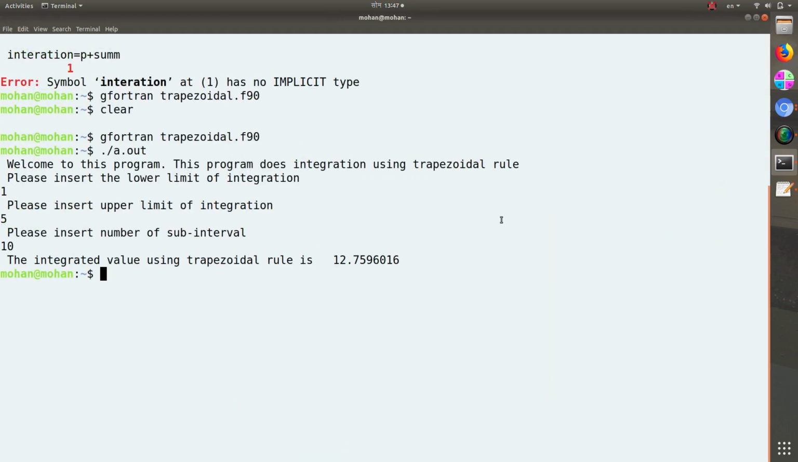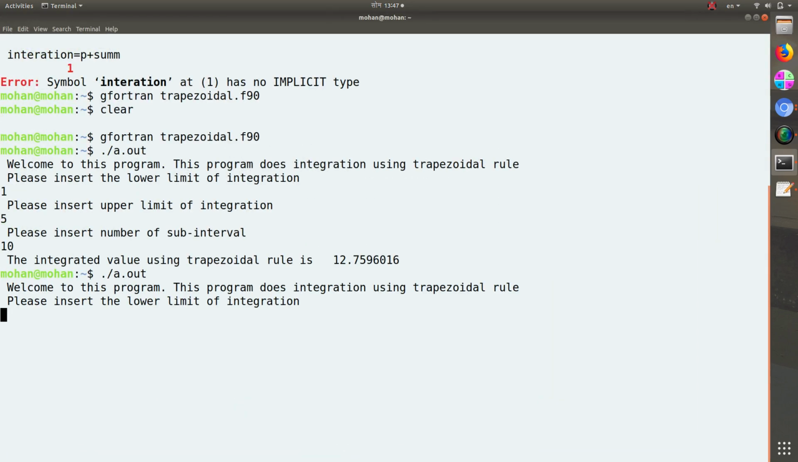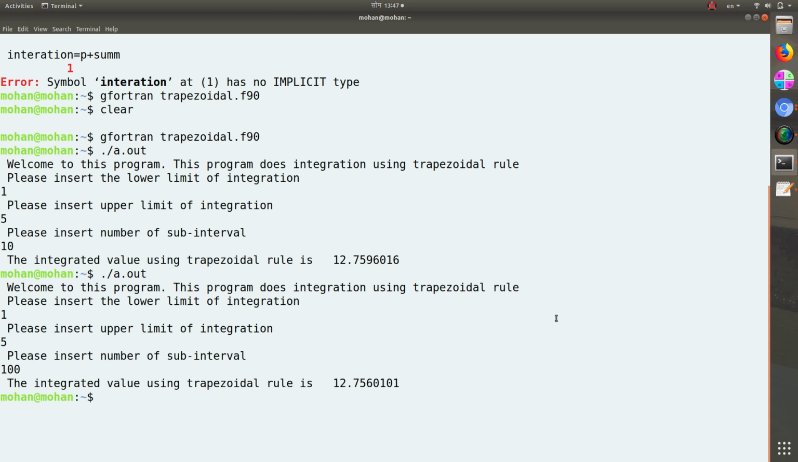And now again let me use another. Lower limit is 1, upper limit is 5. Sub intervals, let me try 100 sub intervals. Then see the answer difference: 12.7596016, 75601. So it is correct up to the second decimal place but not correct beyond that. Okay, so again we are increasing the number of sub intervals and the value is changing.